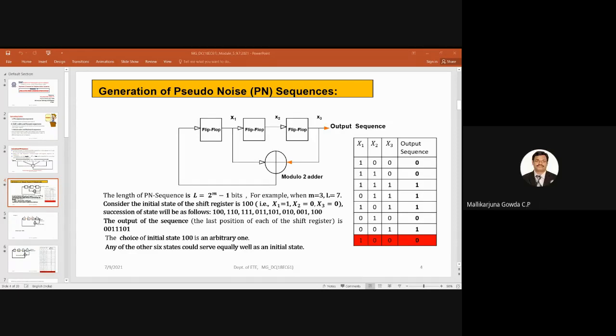Okay, good. Here M is 3, so 2 to the power of 3 is 8, minus 1, so 7 is the length of the output sequence. Okay. Yes, anybody else?